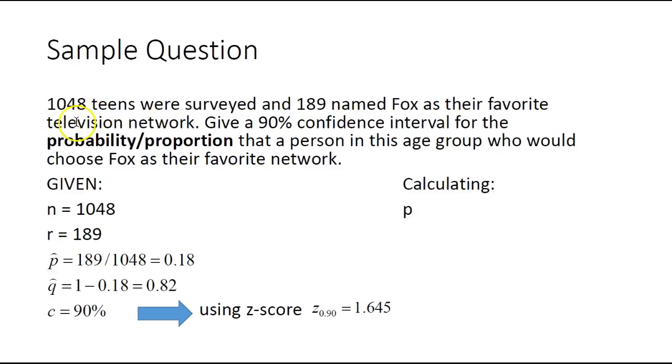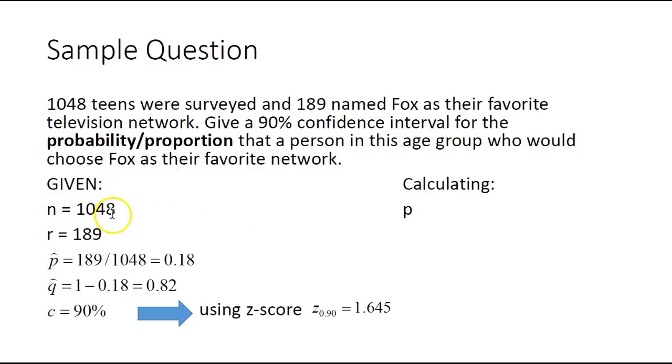And here's a sample question that says 1,048 teens were surveyed, and 189 named Fox as their favorite television network. So from that information, we're asked to give a 90% confidence interval for the probability, which is sometimes called a proportion, that a person in this age group would choose Fox as their favorite network.